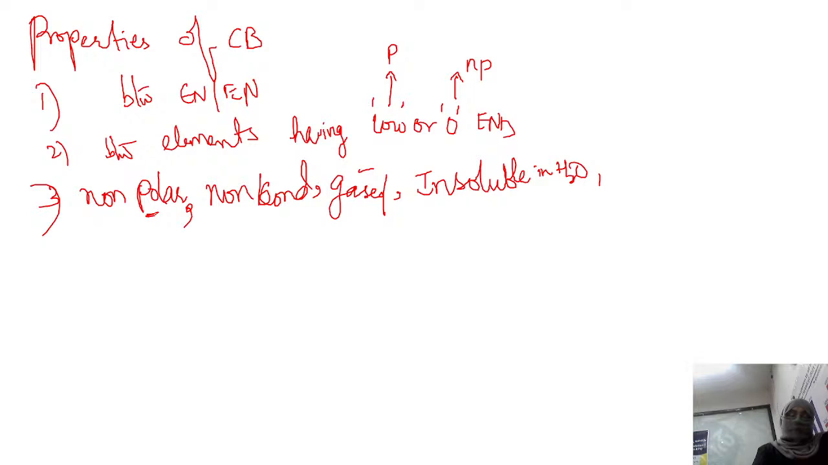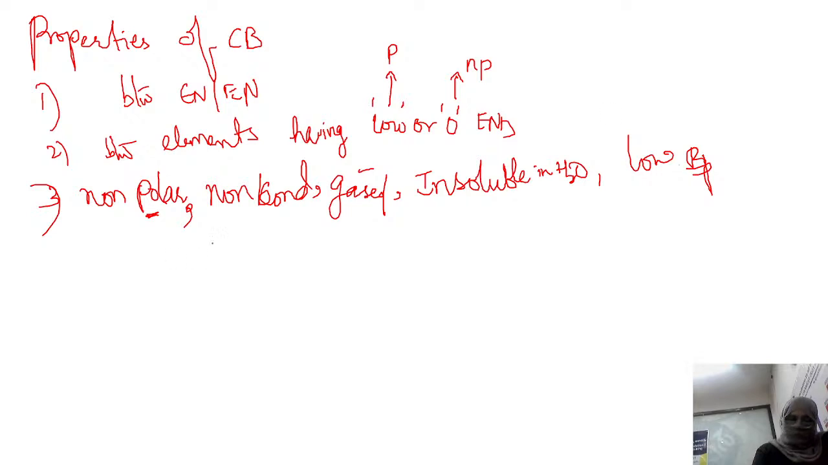Water is polar and they are non-polar. And the compound which is soluble in water will have high boiling point. That means if it is not soluble in water, it will have low boiling point. I hope it is clear with all the properties which I have mentioned here, right?